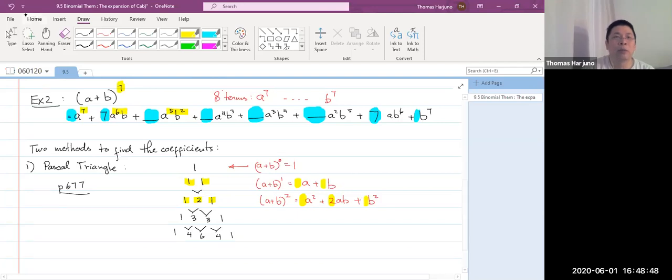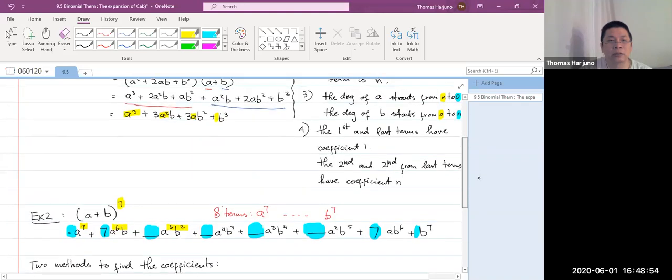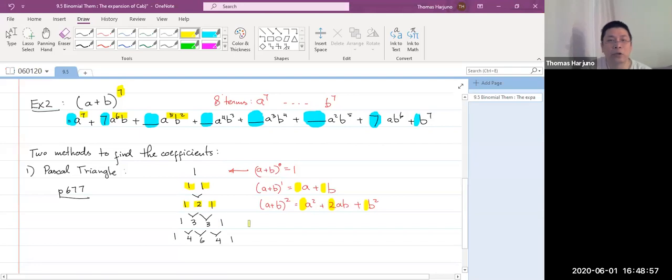Remember we did a plus b cubed upstairs? When we did that, we saw that it will be a cubed plus 3a squared b plus 3ab squared plus b to the third. Where this 1, 3, 3, 1 here appears as 1, 3, 3, 1.